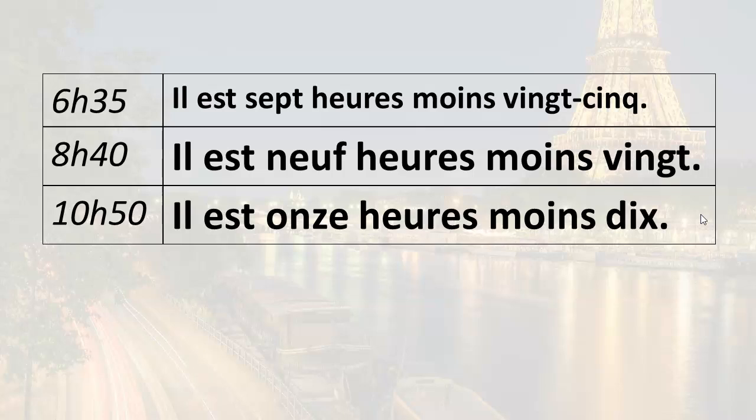You learn the subtraction method. Remember, to use the subtraction method, it must be 30 minutes past the hour to the next hour. So what you do is you go to the next hour and you subtract the remaining amount of minutes. So for 6:35, you would say it's 7 minus 25. Il est 7 heures moins 25.